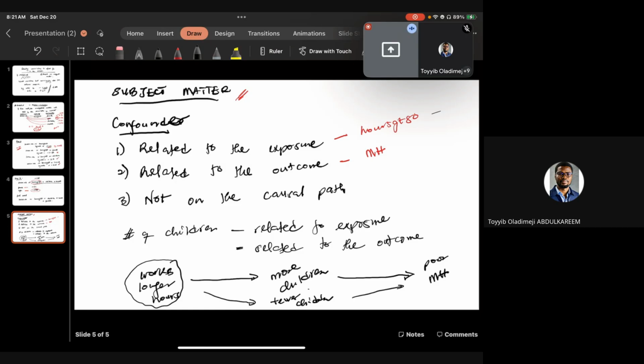Anyone want to guess? For me, I don't think it has a direct influence or direct effect on both. You don't think it is part of it? Yeah. Okay, does anybody have any concerns about this? So we therefore think that the number of children a person has is not on the causal path.